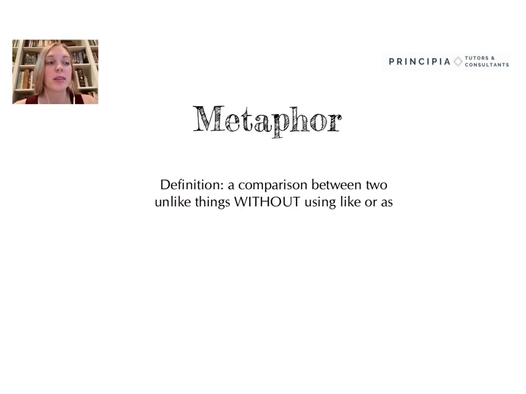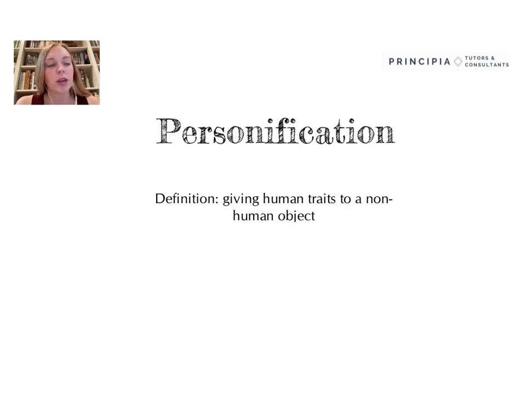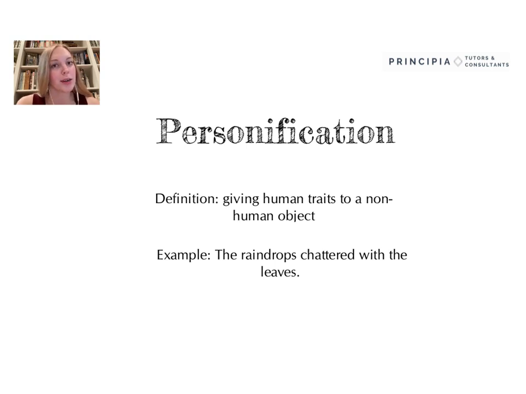Similarly, a metaphor is a comparison between two unlike things, but without using the words like or as. An example of this might be his words were a balm to my anger. We're comparing his words to a balm, but again, not using like or as. Next, personification is where we give human traits to a non-human thing. So, for example, the raindrops chattered with the leaves. Chatter is a human action, but we're saying that raindrops, a non-human thing, is doing that action.